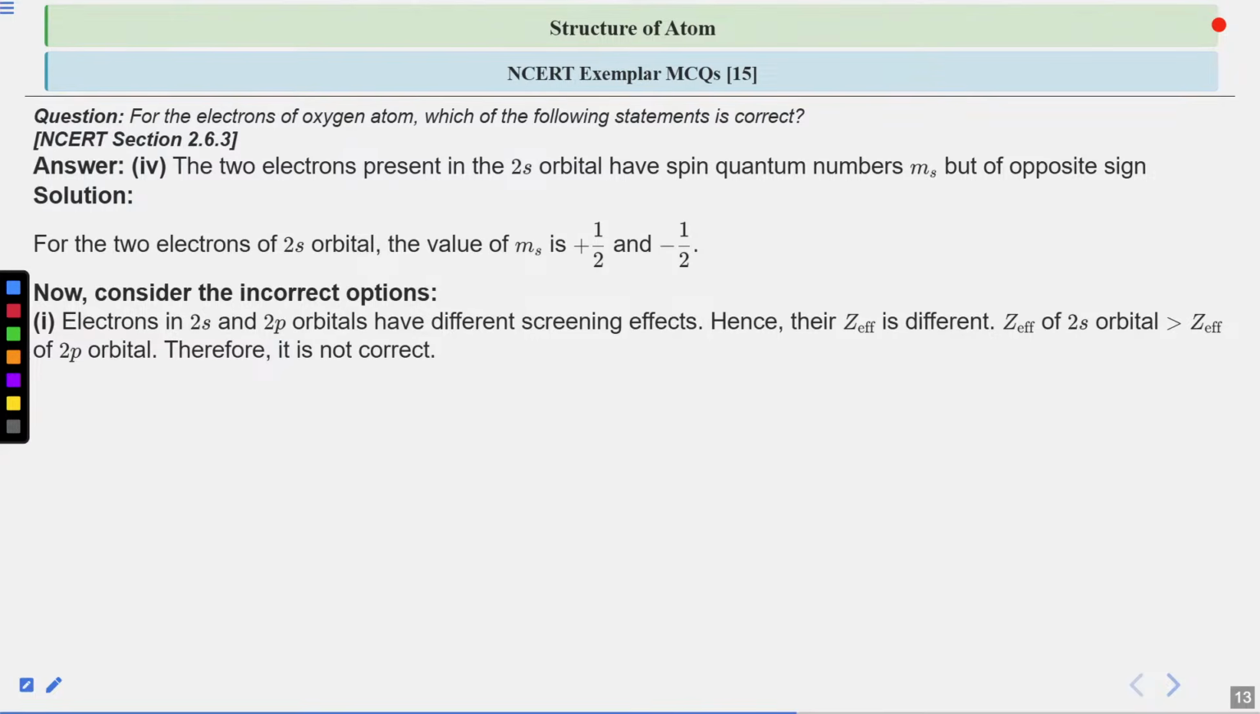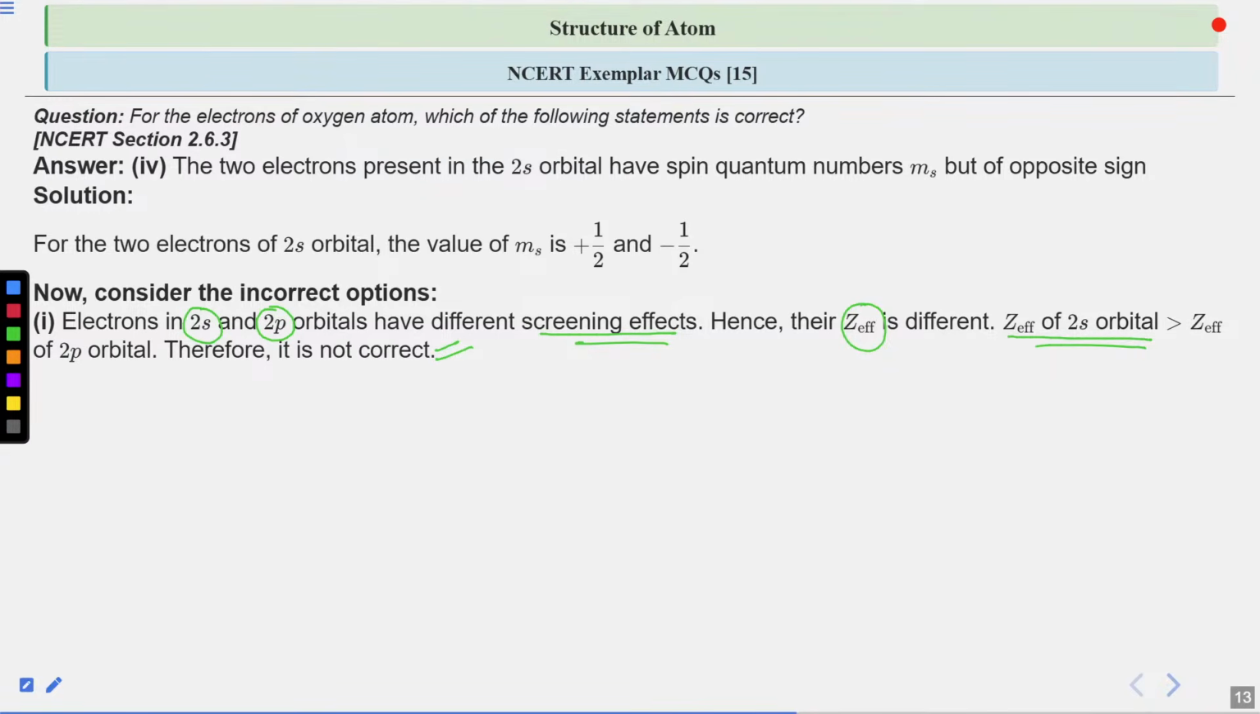So first is, the electrons in 2s and 2p orbitals have different screening effects. Due to this reason, the Z effective is different for 2s and 2p. In fact, the value of Z effective for 2s is greater than the value of Z effective for 2p. Therefore, the first statement is wrong. Did you get my point?